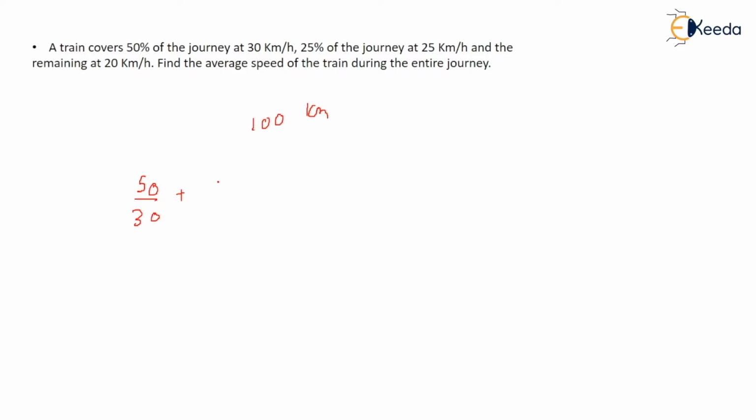25% of the journey means 25% of 100, right? So that is 25 km at 25 km per hour. And the remaining 25 km is covered at 20 km per hour. So after doing this, you get the average time, right? Your formula is speed equals distance upon time, and the average speed formula is average speed equals total distance upon total time. So you are finding the total time with this.